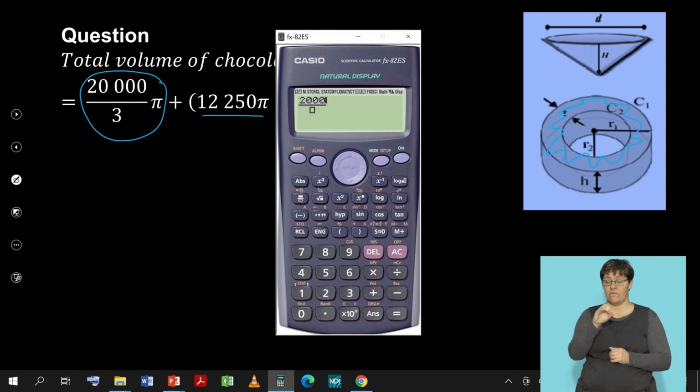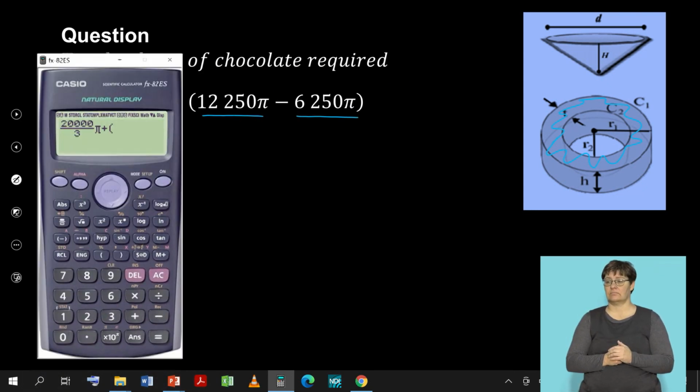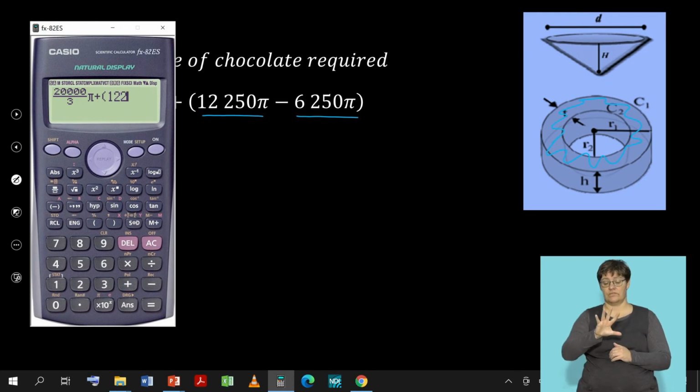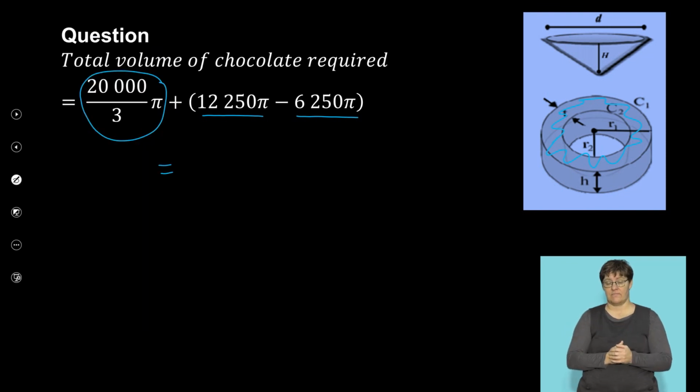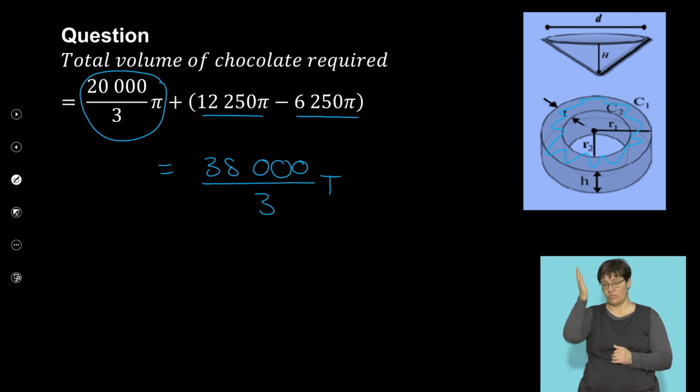So I'm going to have 20,000 over 3 pi, and this is going to be added to 12,250 pi minus 6,250 pi, which is going to give me 38,000 over 3 pi. And I know that all of my dimensions were in terms of millimeters cubed.